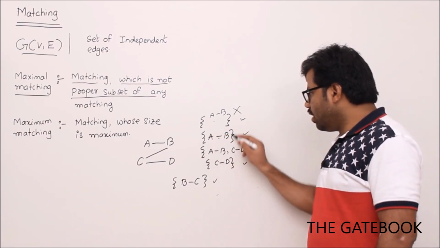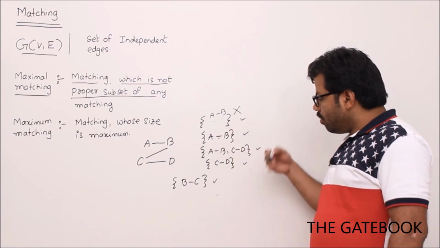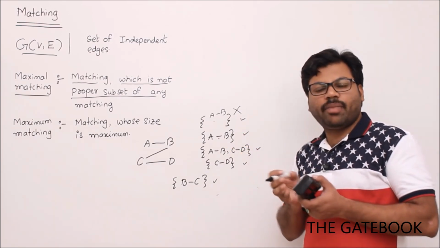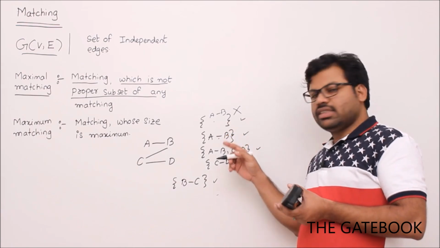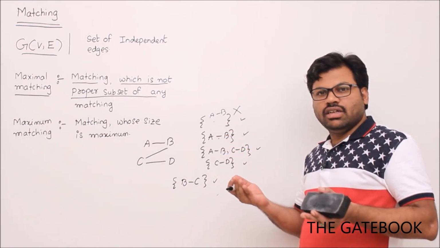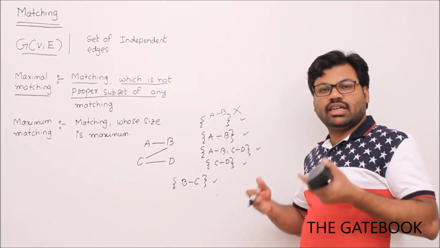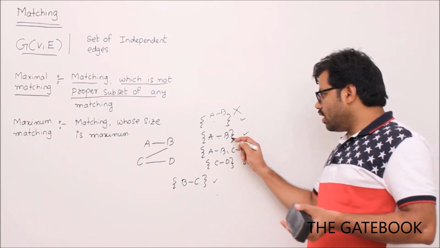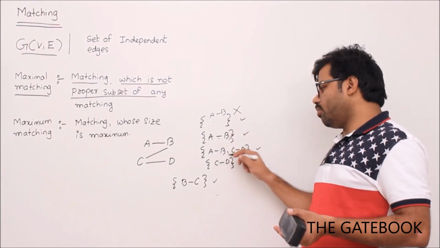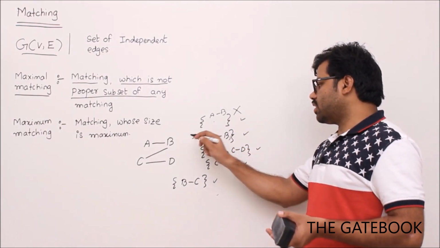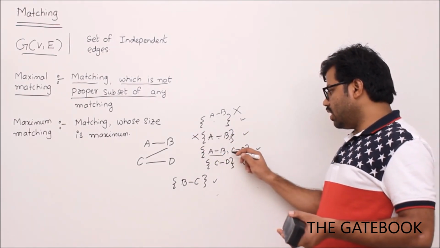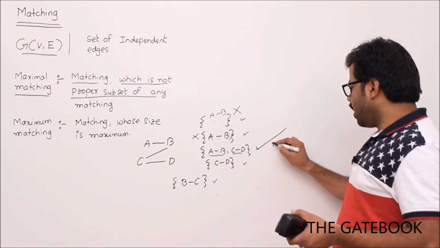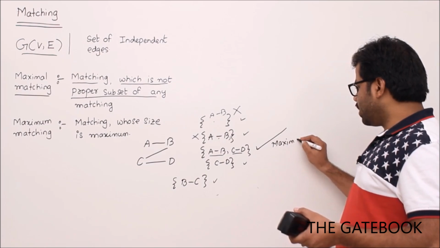Is it maximal? No, because for AB, by adding CD, still I can form a matching. But the property of maximal matching is, for a matching, if you add an edge and the resultant set is not a matching, then only it is maximal, right? So here after adding CD, still you are forming a matching, then this is not maximal. But you see here ABCD, you can't add further, that's why it is maximal. Let's mark it. Okay, I write it maximal matching.